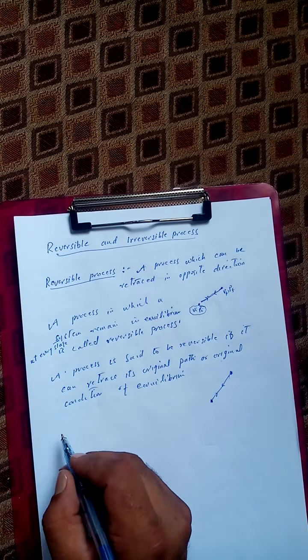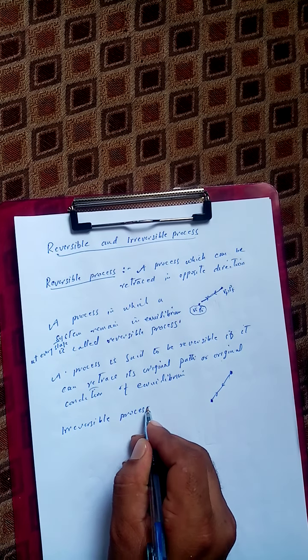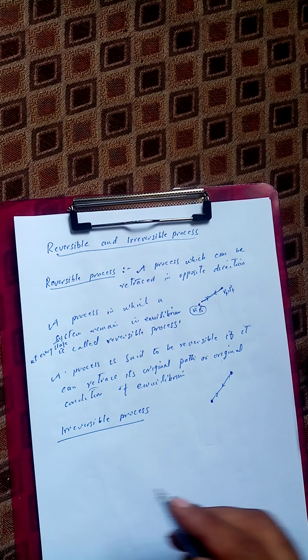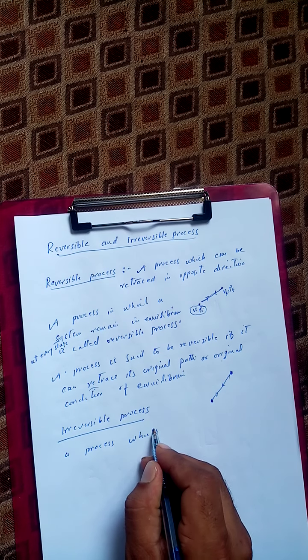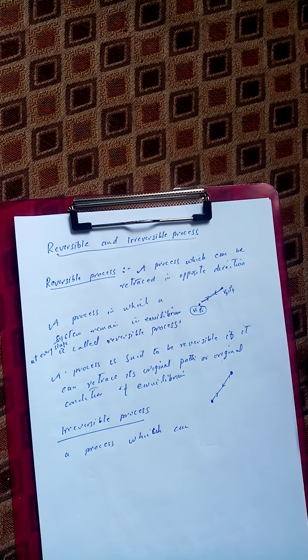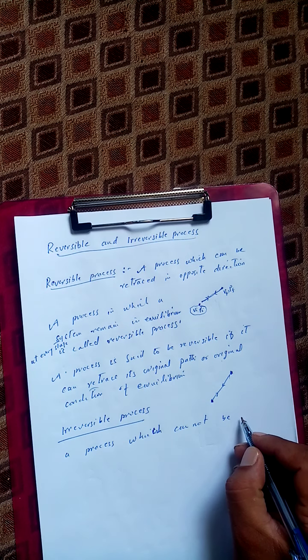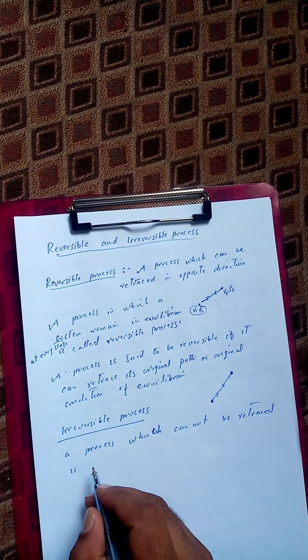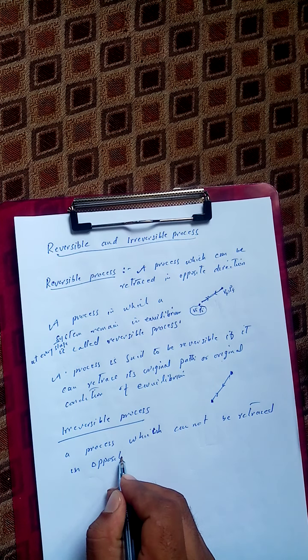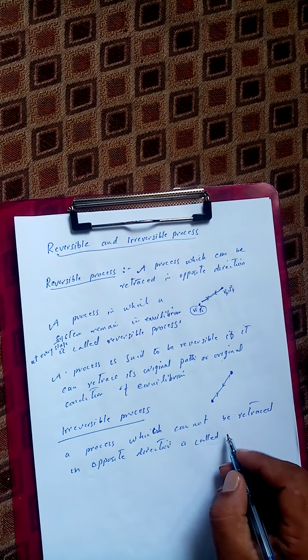Next we have irreversible process. It can be defined as a process which cannot be retraced back in opposite direction. It is called an irreversible process.